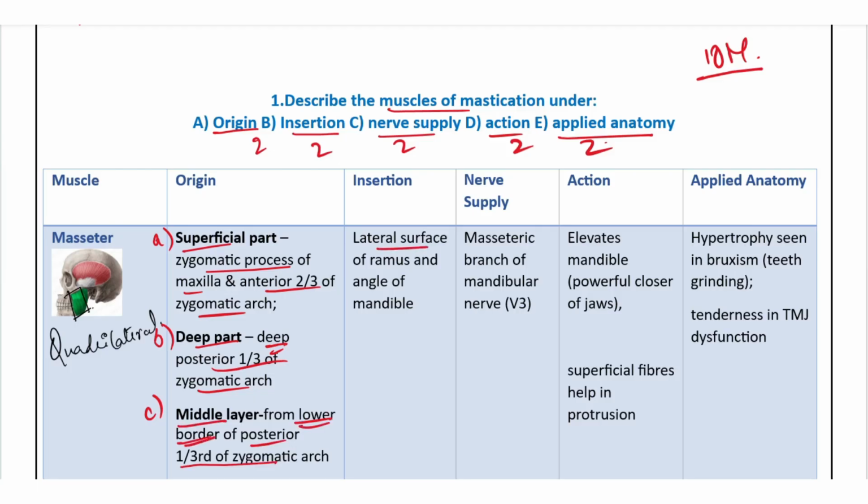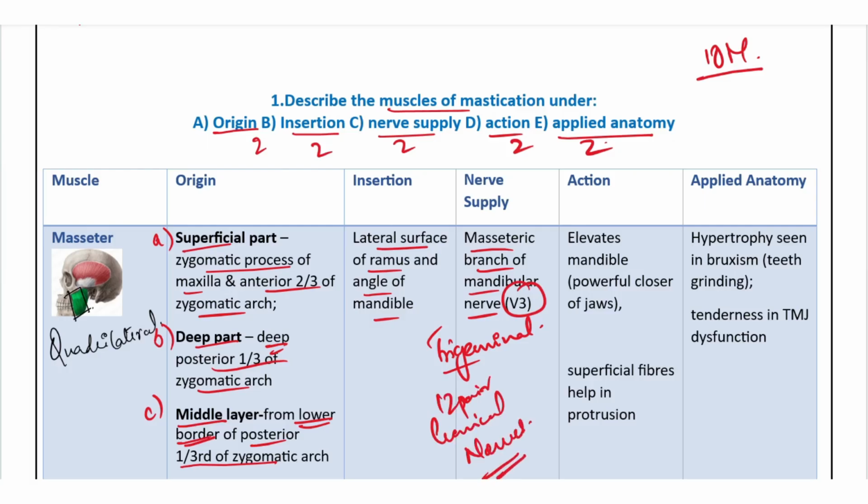Insertion is into the lateral surface of the ramus and angle of the mandible. The nerve supply is from the masseteric branch of the mandibular nerve. V3 means it's the trigeminal nerve. Mandibular nerve is a branch of the trigeminal nerve. This trigeminal nerve is one of the 12 pairs of cranial nerves. The action is it elevates the mandible and the superficial fibers will help in protrusion of the mandible. Applied anatomy: masseteric hypertrophy is seen in patients with bruxism, and also there is tenderness in TMJ dysfunction.